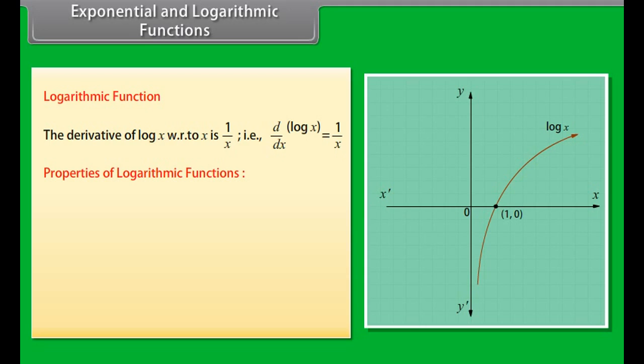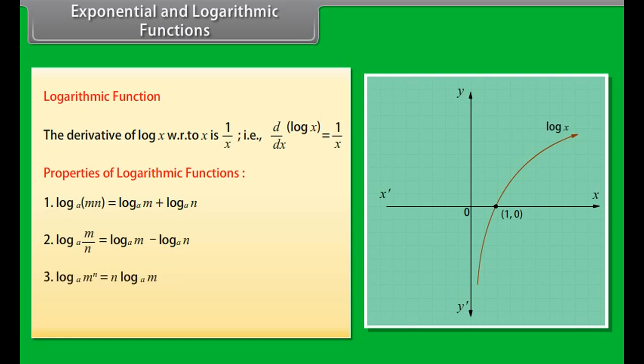Properties of logarithmic functions. 1. Log mn to the base a is equal to log m to the base a plus log n to the base a. 2. Log m by n to the base a is equal to log m to the base a minus log n to the base a. 3. Log m raised to the power n to the base a is equal to n into log m to the base a. 4. Log m to the base a is equal to log m to the base b into log b to the base a.